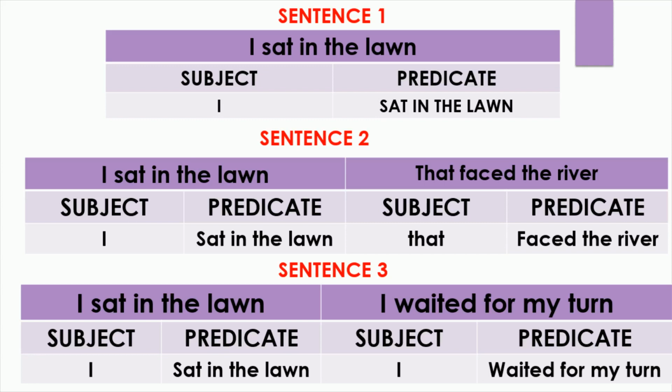I sat in the lawn while I waited for my turn. I sat in the lawn is one clause with subject I and predicate sat in the lawn. I waited for my turn is another clause with subject I and waited for my turn as predicate.